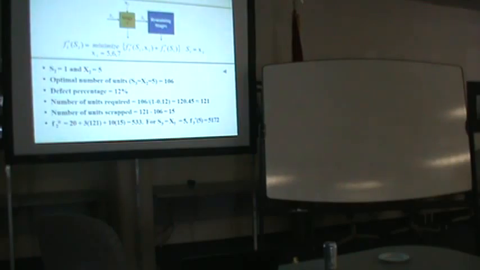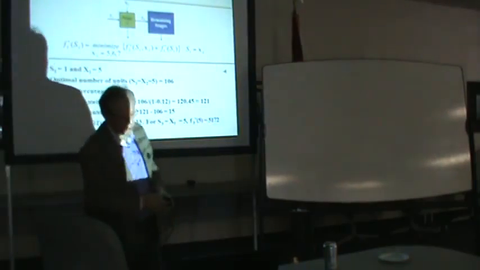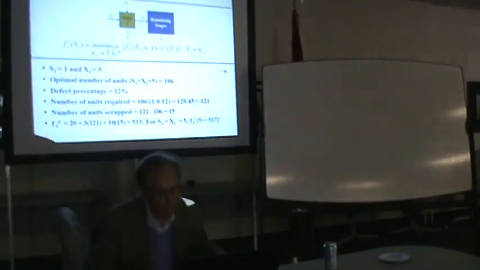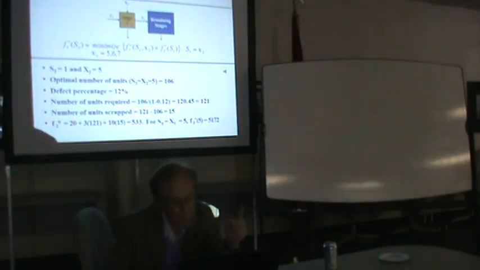And then when you say S3 equal X2, S3 is this value here. For S3 equal X2 equal 5, the optimal value for the remaining operations, in reality there is only one there, is 5172. Let's take a look at that. So is F3 star of 5?